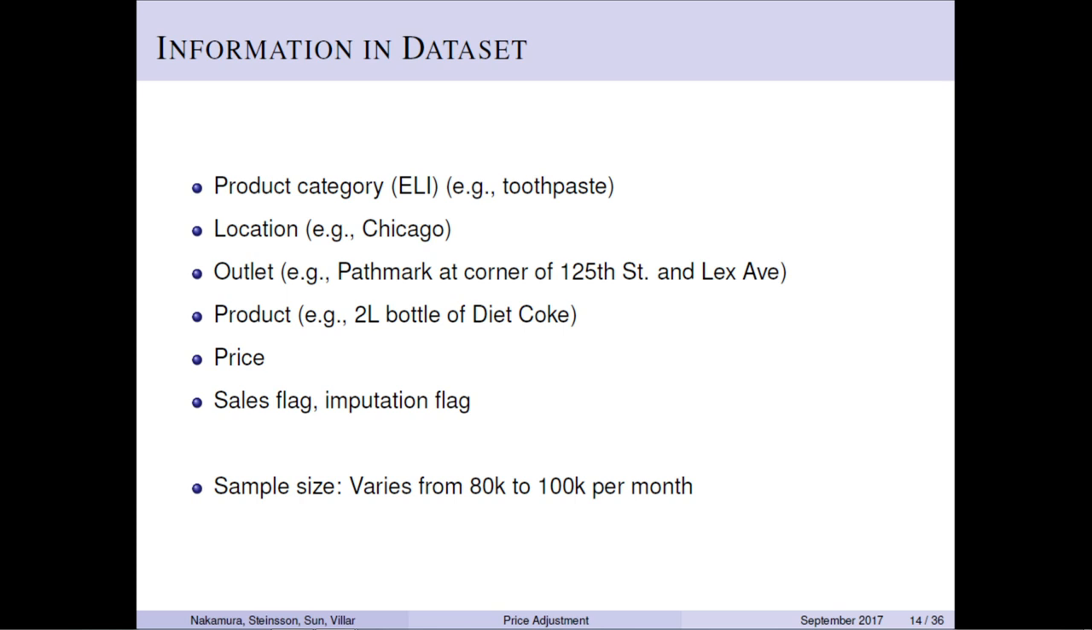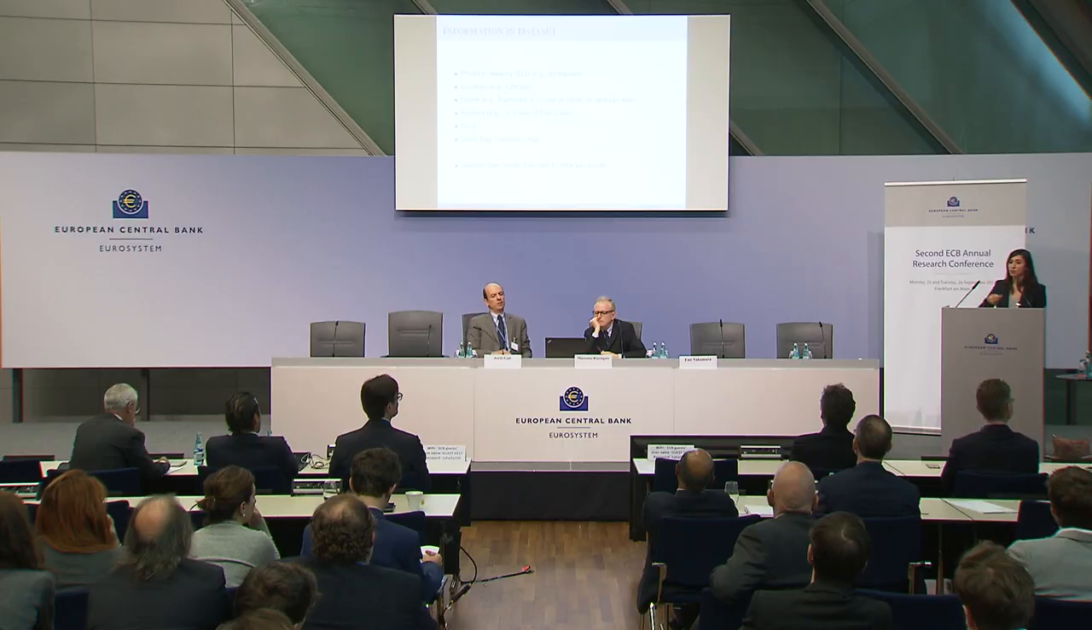So the nature of this data set will be familiar to those of you who've worked on similar data sets. It's literally looking at individual products in a particular store, so in a particular Safeway, say, at a particular location in New York, and then they're following that particular product in a particular store over time. And the sample varies from something like 80,000 to 100,000 per month. And then we're going to focus on the prices of those identical products over time.